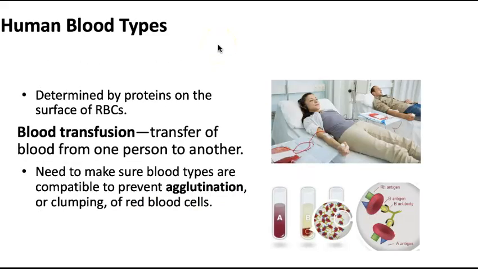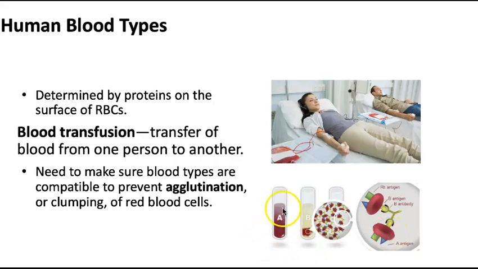Now we've got different human blood types, and they're determined by the proteins that are found on the surface of your red blood cell. We are able to perform blood transfusions that transfer blood from one person to the other. And we need to make sure that the blood types, though, are compatible so that we prevent agglutination. Agglutination is when we have clumping of the blood. So I always remember that word glue in here to remind me that it is essentially kind of gluing the red blood cells together and forming clumps.